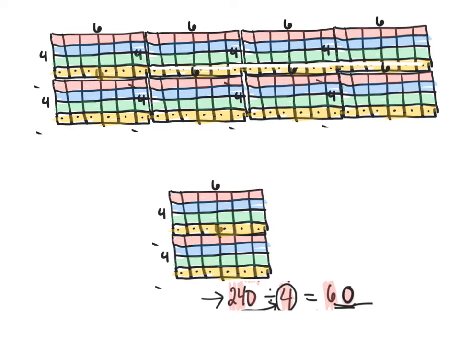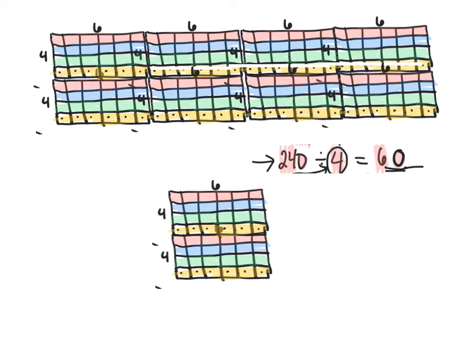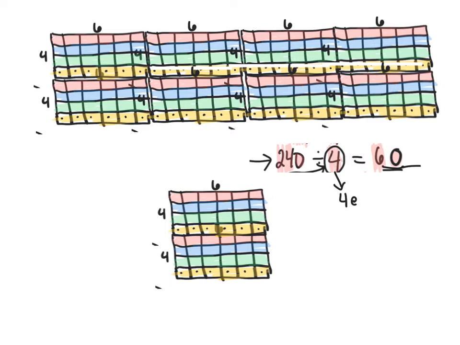Okay, 240 divided into 4 equal groups. We have a red group, a blue group, a green group, and a yellow group. Do we really have 60 in each of those groups? That's what we want to prove.